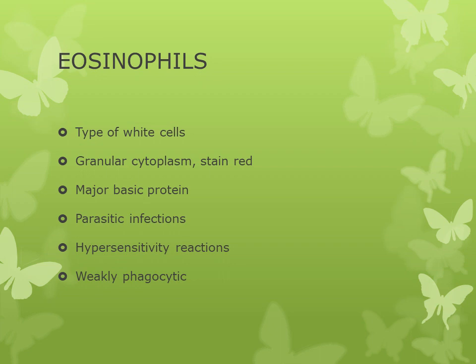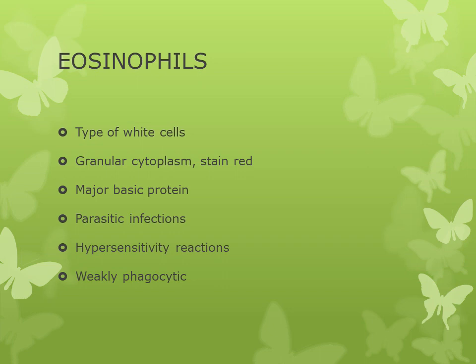Eosinophils are also a type of white blood cells. When we stain them with routine hematoxylin and eosin stain, also called Wright stain, the cytoplasm attains a typical red color and is granular.